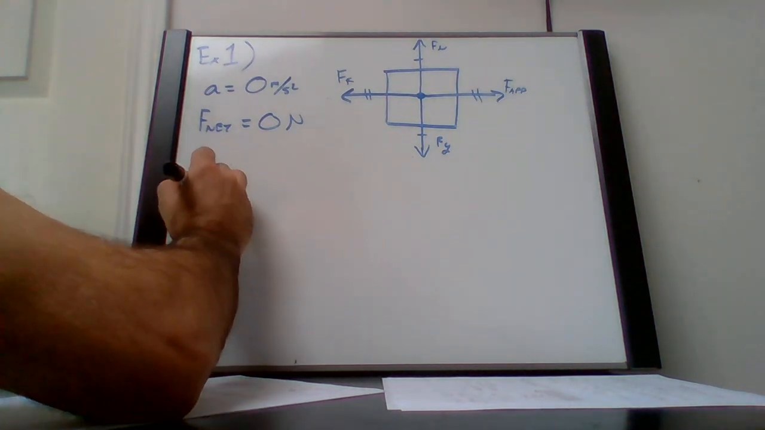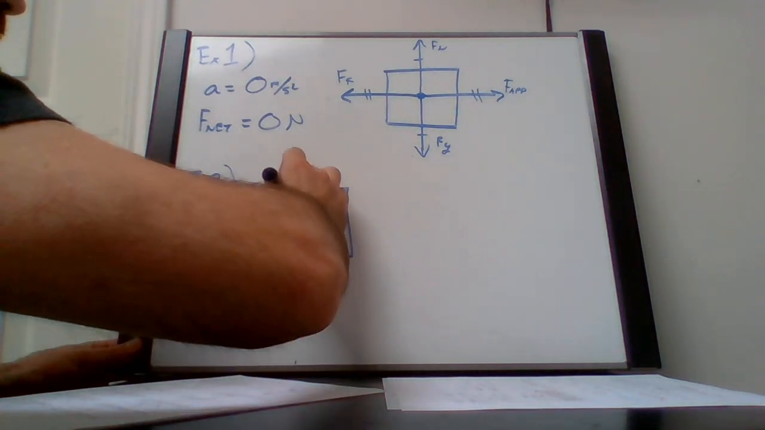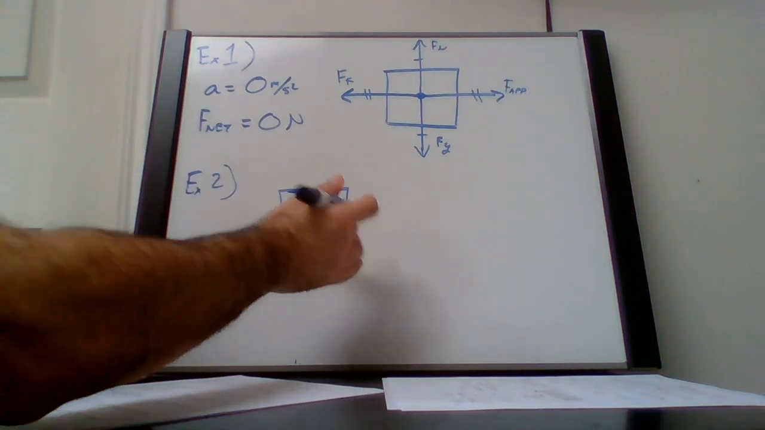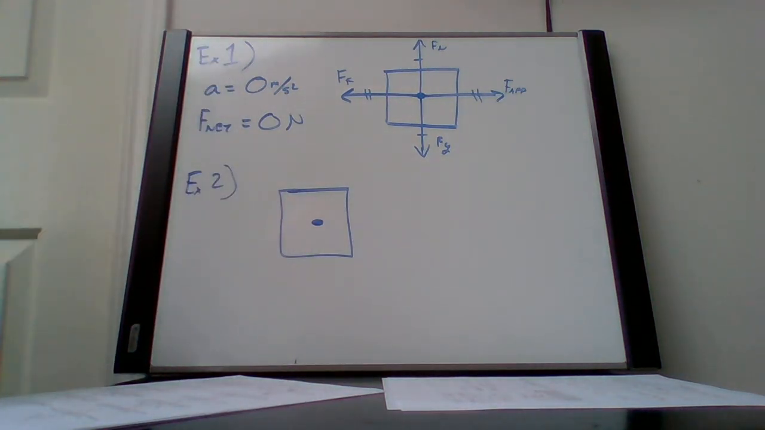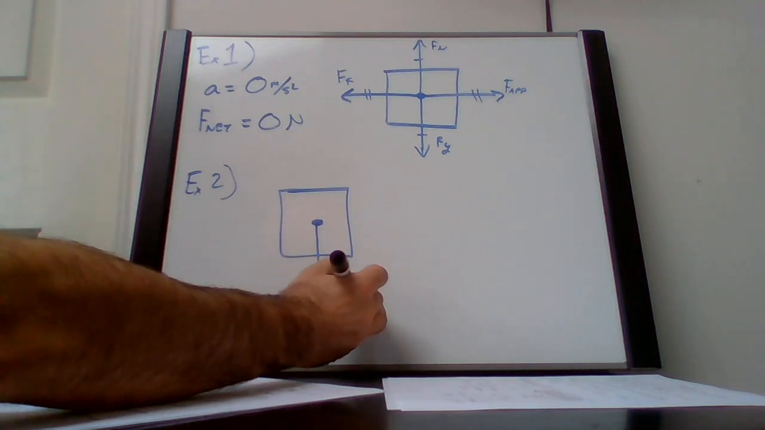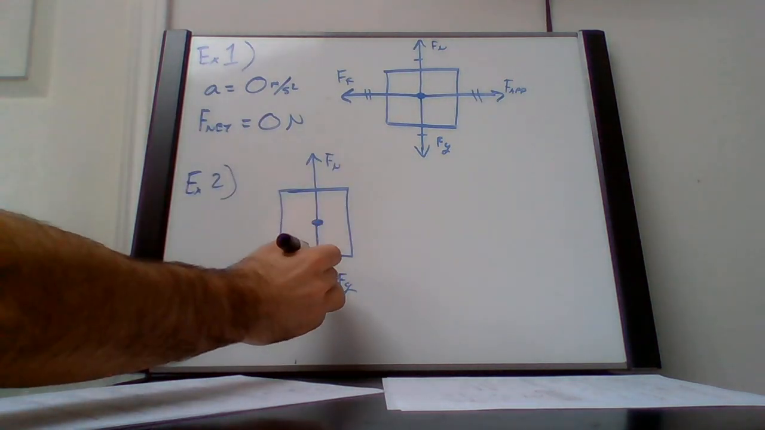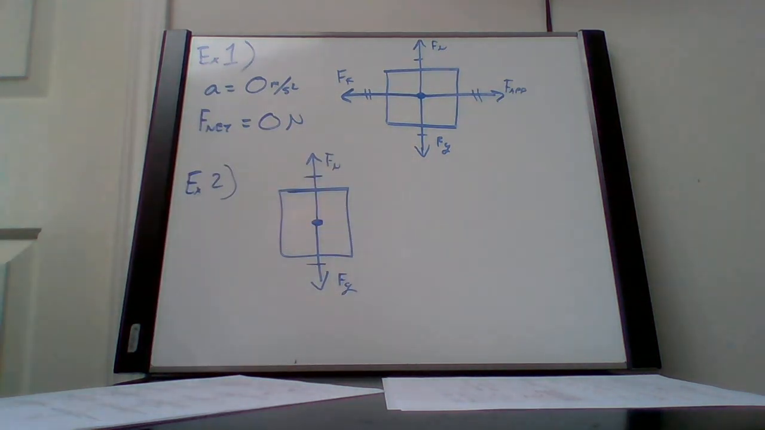Example 2, a hockey player glides on frictionless ice at a constant velocity. Again, we're looking at constant velocity, so no acceleration, which means no net force. Let's draw our free body diagram. Once again, we're simplifying our object, in this case a hockey player, as a box. We have our force of gravity pulling down and our normal force pushing up, and those are the same magnitude.